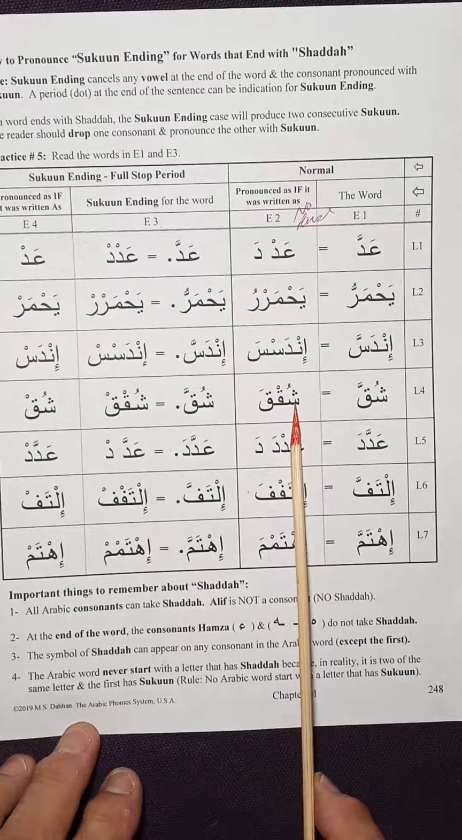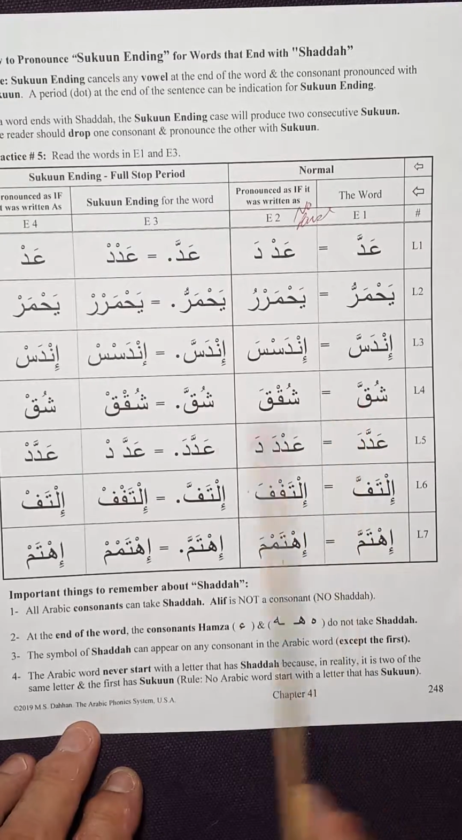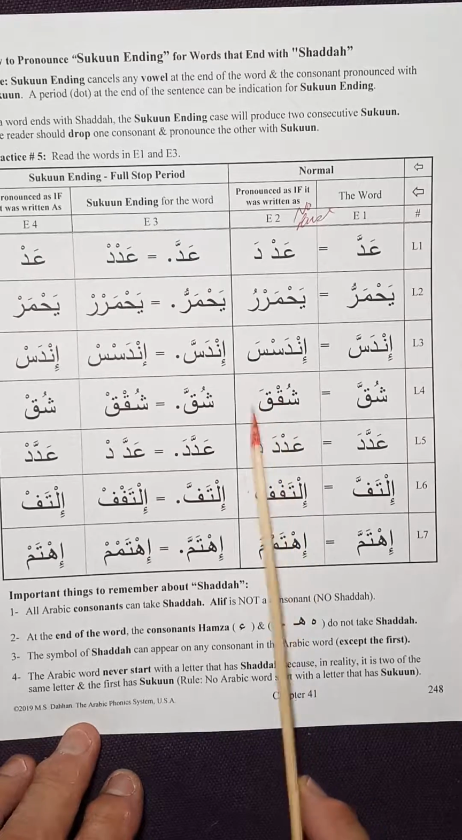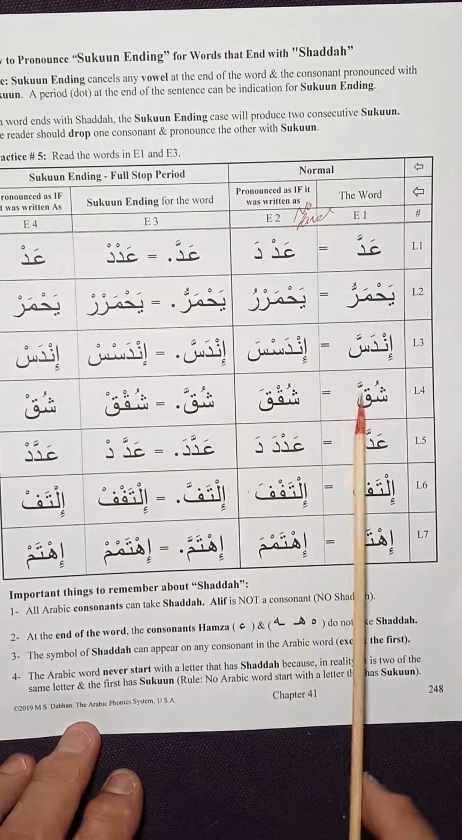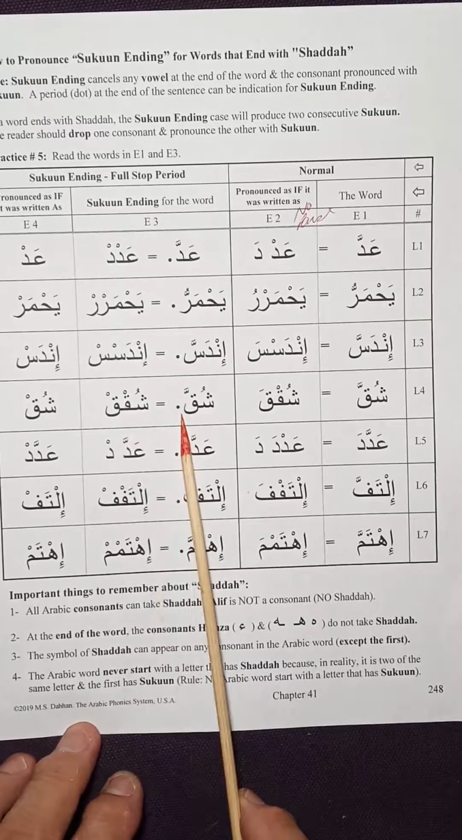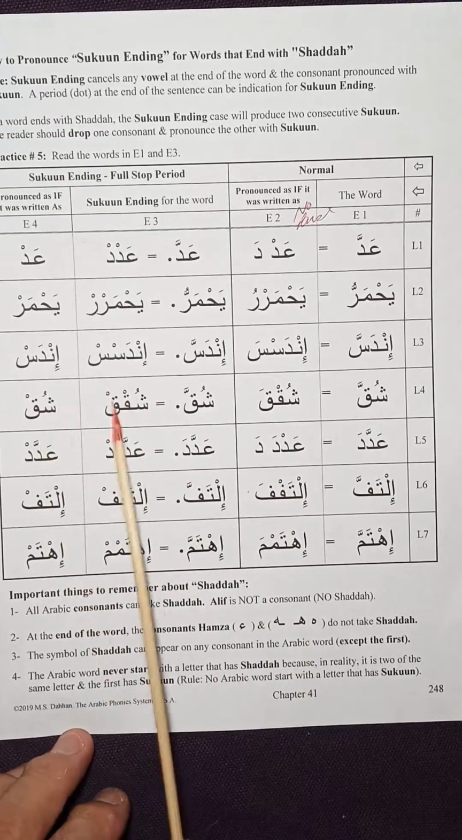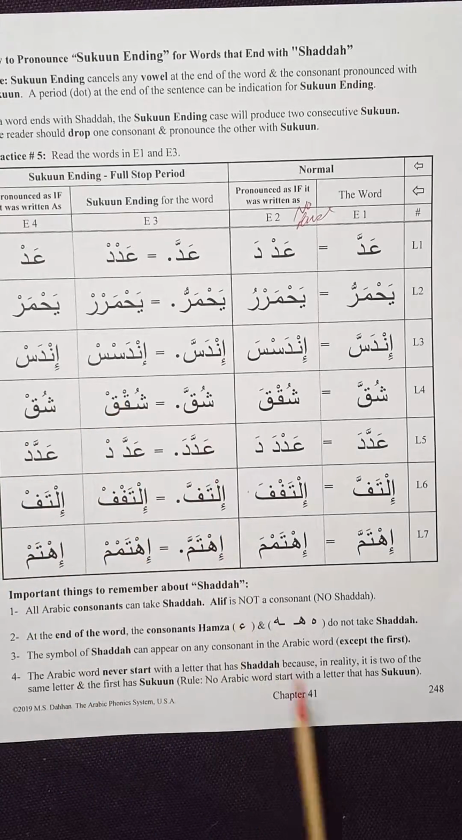Shaqqa. Sorry, shuqqa. Pronounce it like shuqqa. It would be pronounced as if it was written like this. And here we have the dot. So we say shuqq. We lost the last vowel sound.